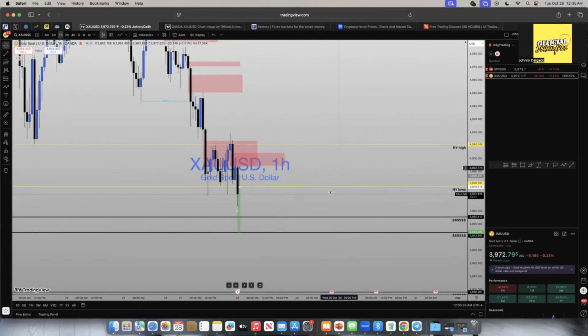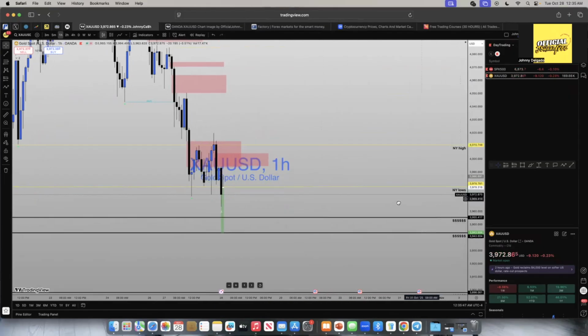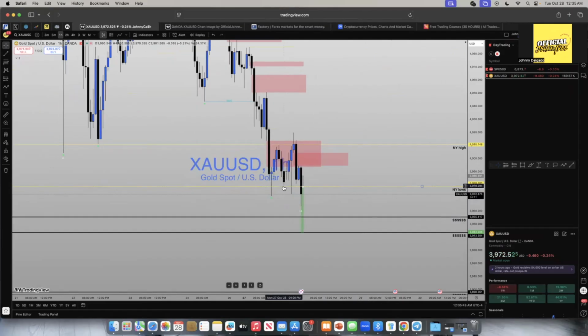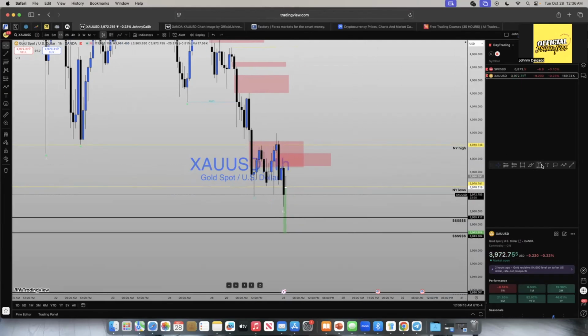So I marked up my New York high and my New York low. Obviously, this is the highest point we were at during the New York session, and this is the lowest point. That was at 4 p.m. Eastern Standard Time, which was basically when we closed the market, an hour before the 5 p.m. closing bell. The highest point was right over here at 2 p.m. Eastern Standard Time. So I know that pretty much anything in between is all noise, and I don't want to get involved in any of that trade.